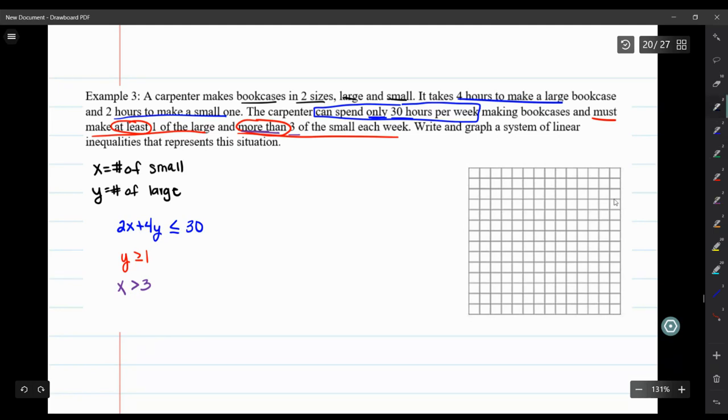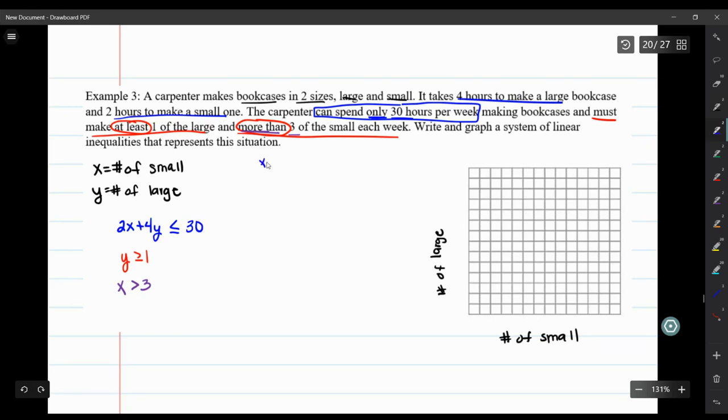Well, let's first get our graph set up before we start figuring out numbers. So my x is the number of small bookcases. My y is the number of large bookcases. And then I need to figure out my numbers. So this blue one is really going to control how high on my axis I have to go. Because on the red one, all I need is a y value of 1. And on my x one, all I need is an x value of 3. So it's really the blue one that's going to make a big difference.